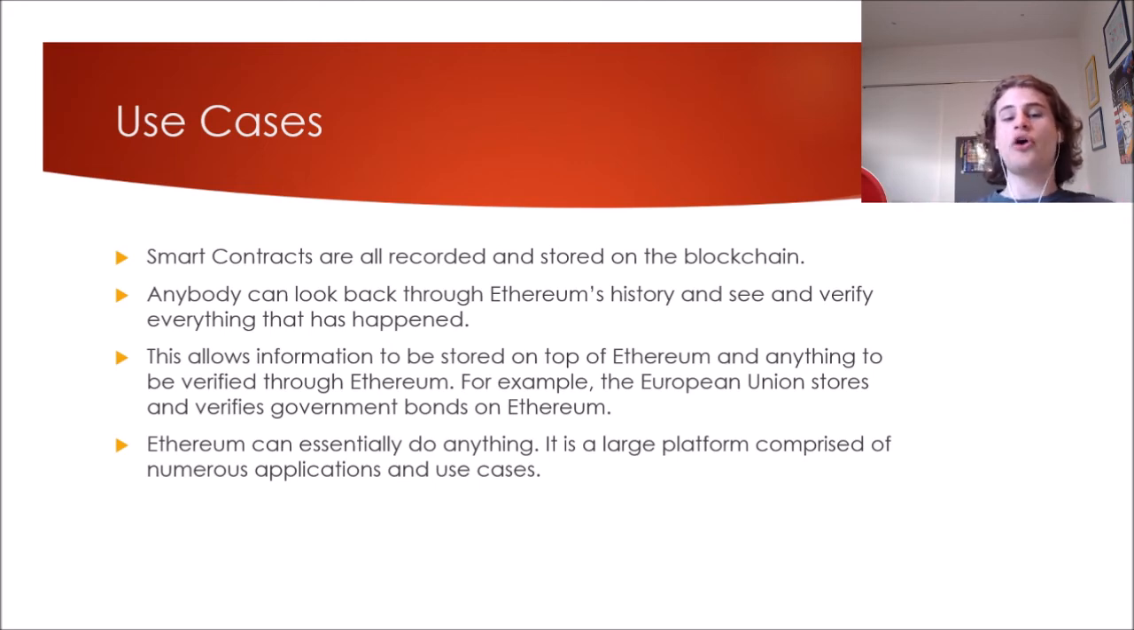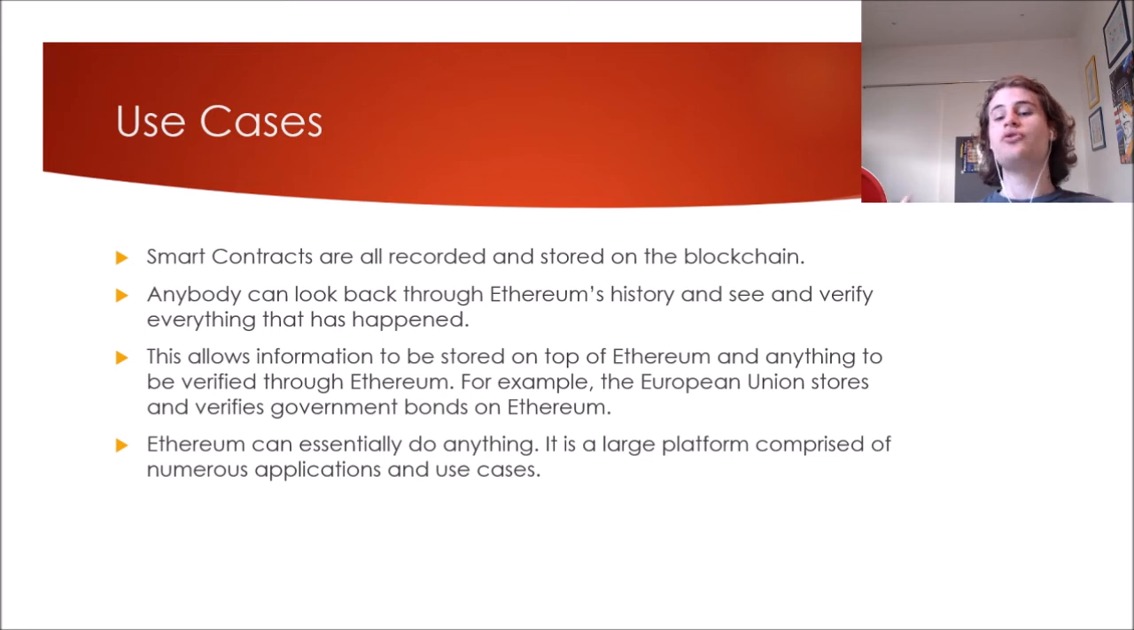Another big use case for smart contracts is that they are all recorded and stored on the blockchain. Anybody can look back through Ethereum's history and see and verify everything that's happened. You can go back and look at all of the smart contracts that were executed back in 2016 and 2017 when Ethereum was just getting off the ground. Now, this allows information to be stored on top of Ethereum, and anything can be verified through Ethereum.